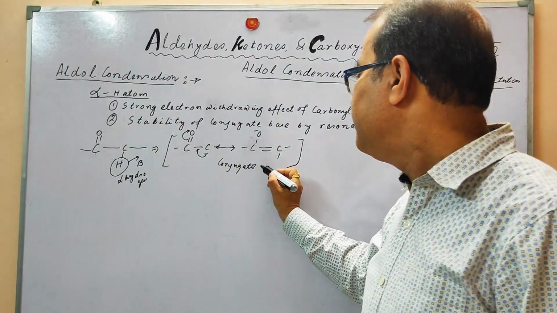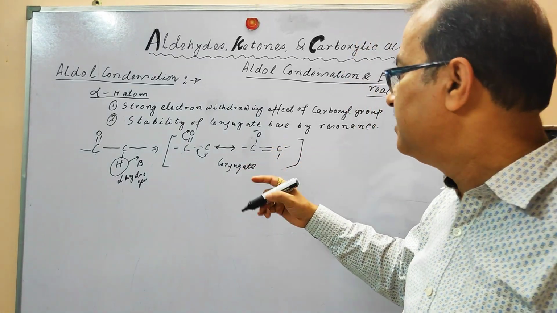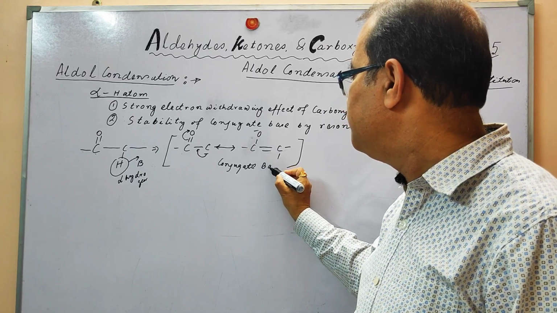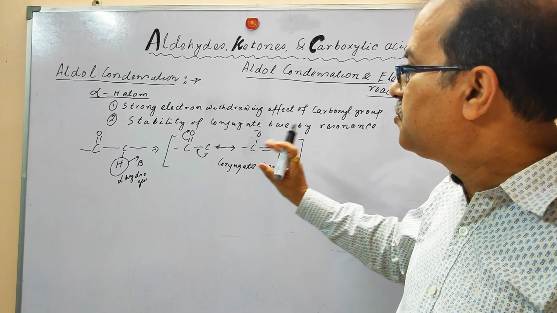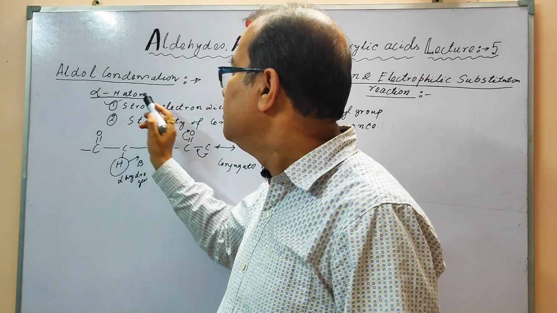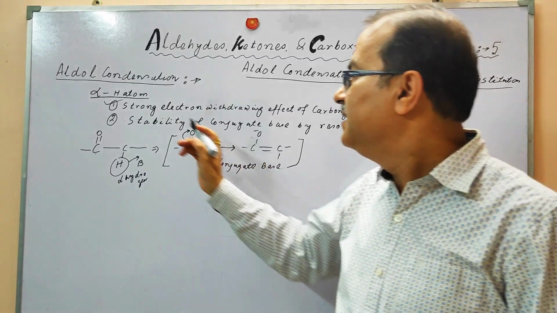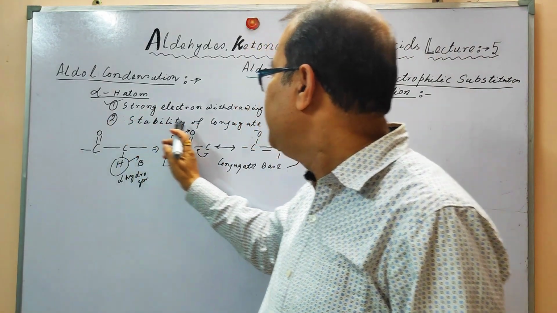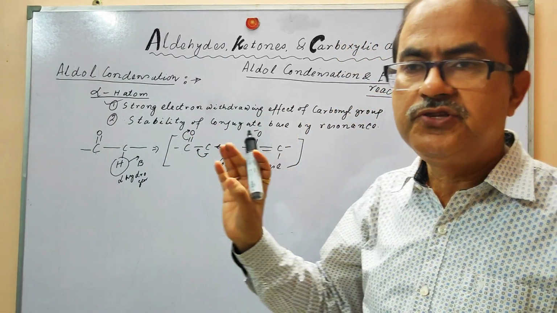Stability has been arrived at, and stability is observed in the conjugate base that is going to be formed. So there are basically two things which lead to the alpha hydrogen being highly acidic: one, the strong electron withdrawing effect of the carbonyl group, and two, stability of the conjugate base by resonance. I think this is clear.